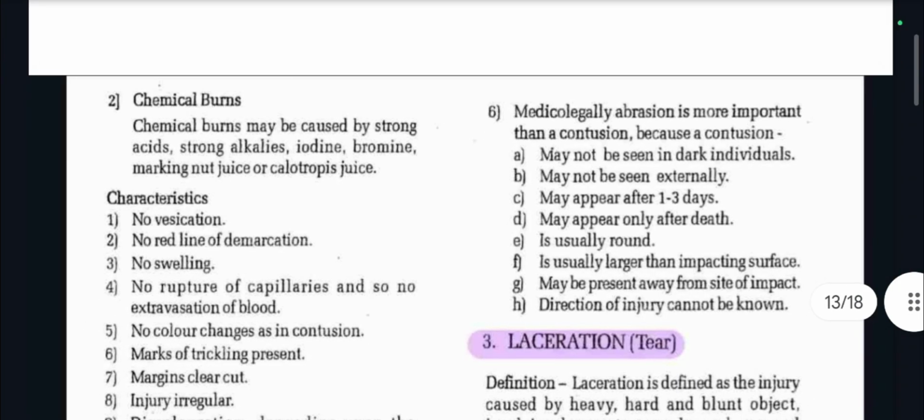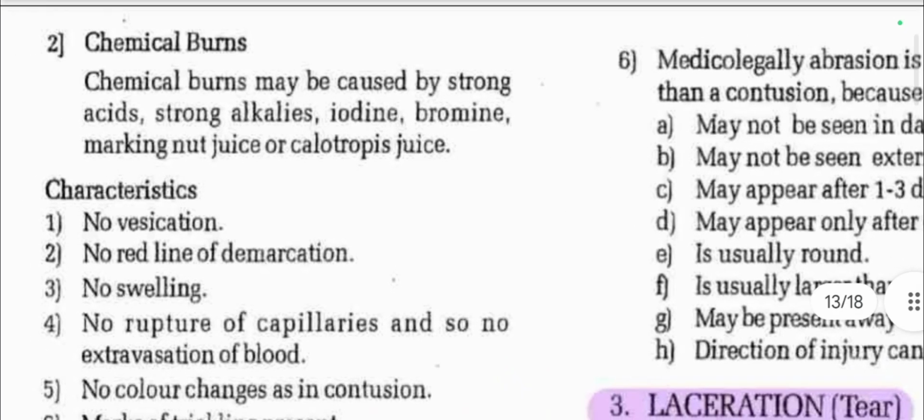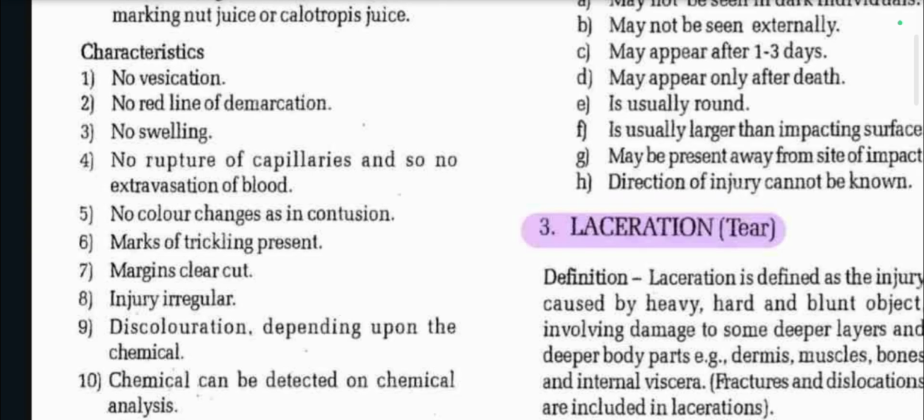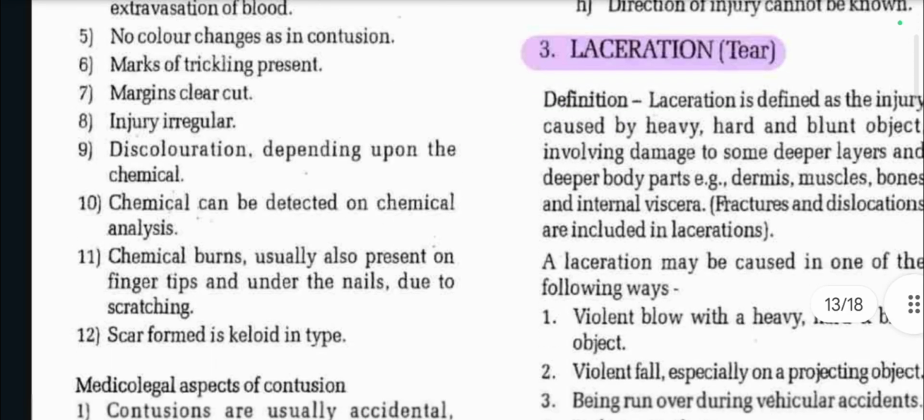What about chemical burns? I told you there are two differential diagnoses for contusions. First is your PM lividity, second is your chemical burns. So chemical burns may be caused by strong acids, strong alkalis, iodine, bromine, marking nut juice or calotropis juice. Characteristics: no vesication, no red line of demarcation, no swelling, no rupture of capillaries, and so no extravasation of blood, no color changes as in contusion, marks of trickling are present, margins are clear cut, injury is irregular, discoloration depending upon the chemical. Chemical can be detected on chemical analysis.